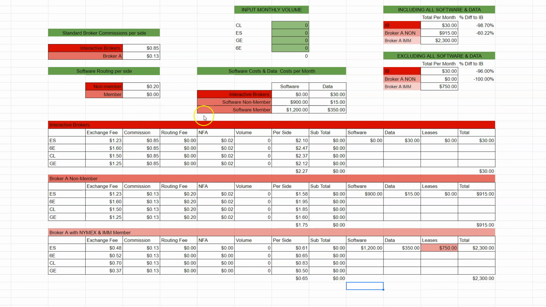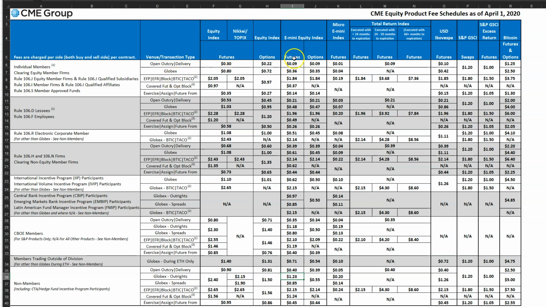Right. So over on this right side here, this is including all software and data and what the percentage saving or loss is. And this is excluding all data, what the percentage saving or loss is. Okay, and here's your monthly volume. So they're all zero. You'll see, if we just work this through, let's look at SPOOs here on this line. So you've got ES is a $1.23 a side exchange fee. You can just simply check that if you go here.